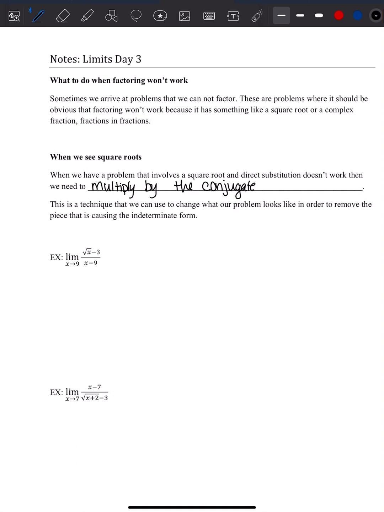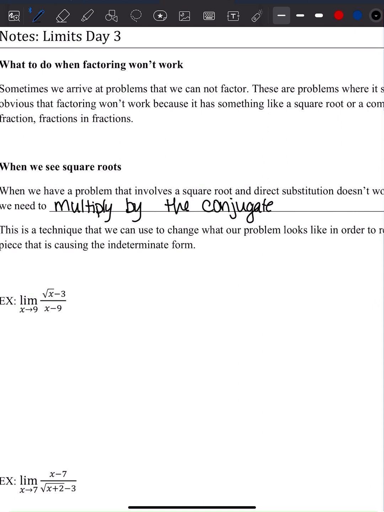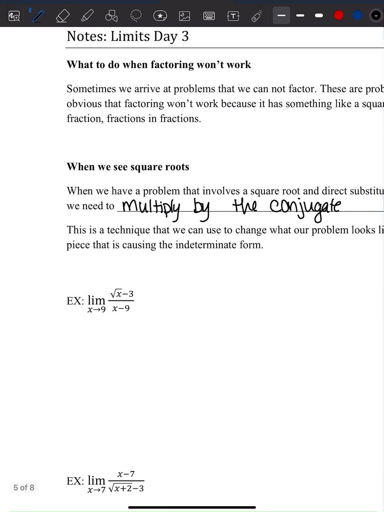So the first thing you need to know is what a conjugate is. A conjugate is when we have two terms, like in our first problem, the square root of x minus 3, and the conjugate is when we change the sign that's in between them. So we change that operation. Our conjugate of the square root of x minus 3 is going to be the square root of x plus 3.